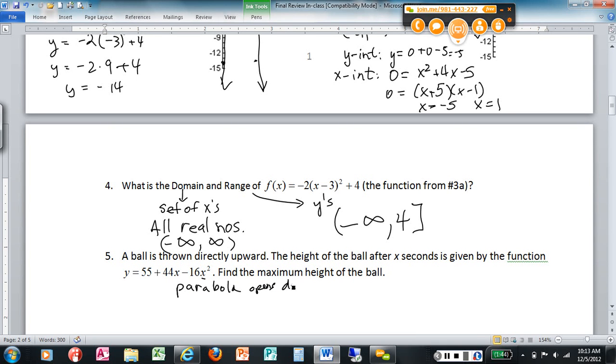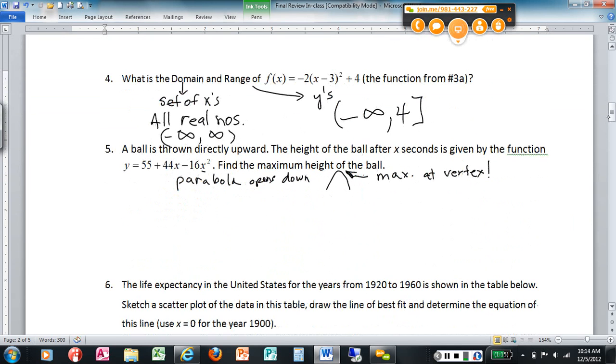I'm not going to actually graph it, but I'll just say it's a parabola that opens down. Where's the maximum? It's at the vertex. So I'm finding the vertex here. If it asks for the maximum here, I'm looking for the vertex. All right, well, it's one of those again. How do I find the vertex of that?